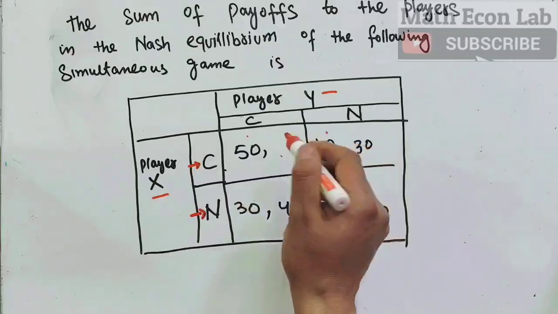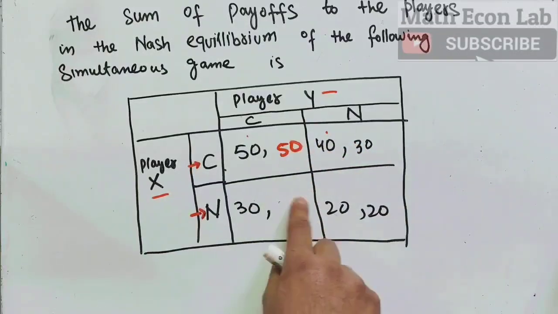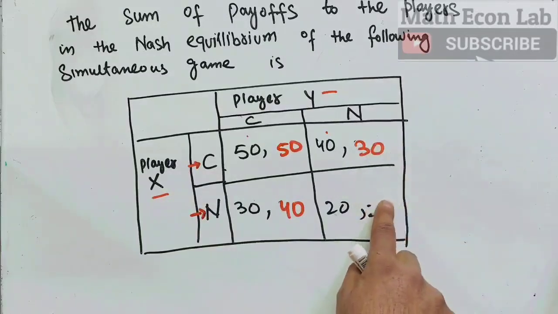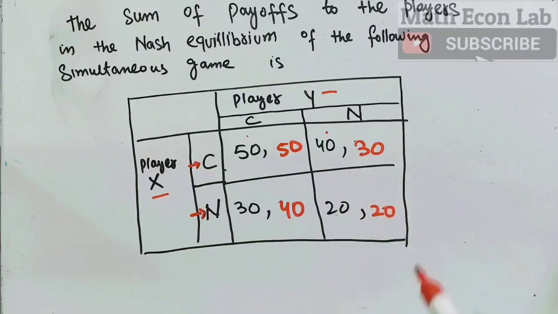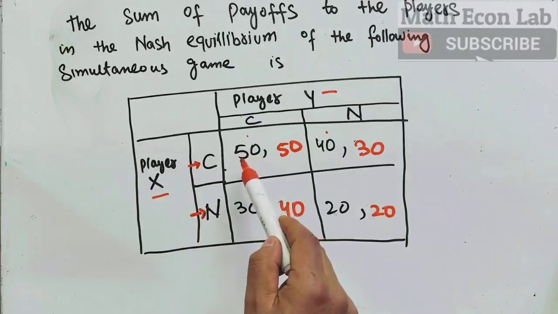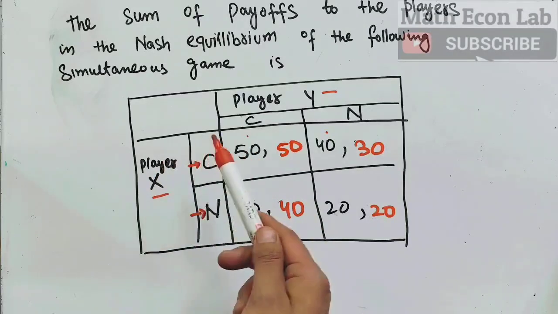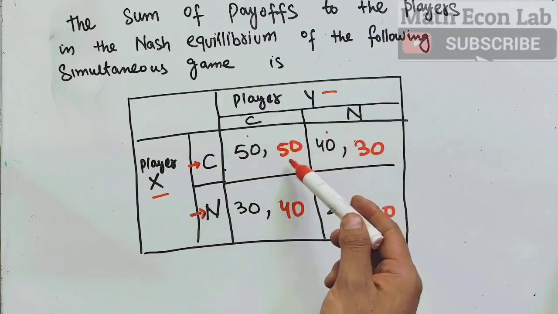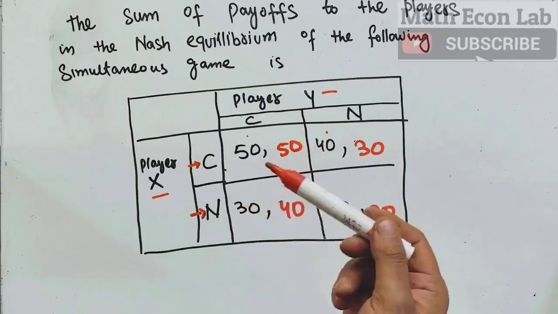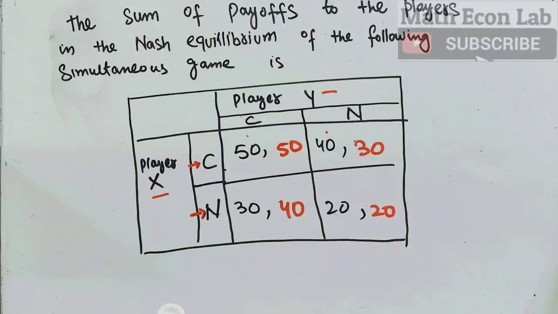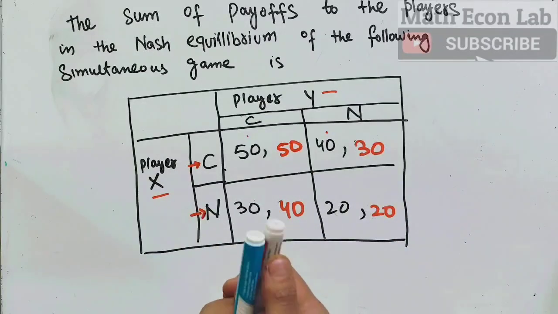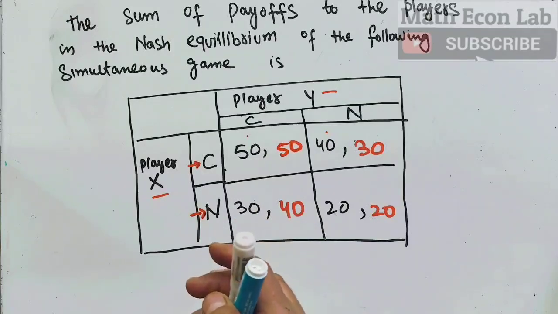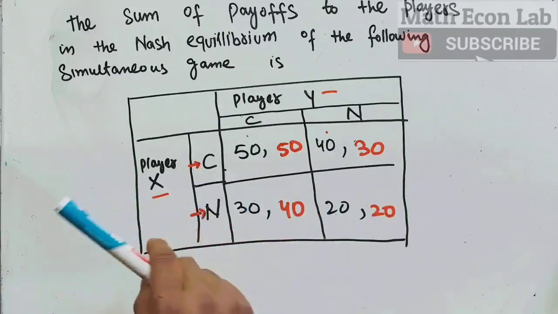Or let me write it here with another color. So we have here 40, here we have 30, here we have 20. The black number denotes the payoff for player X when she or he chooses a specific strategy, and similarly the red ones are the payoffs for player Y when she or he chooses a specific strategy. We need to find out the Nash equilibrium in this case, and we need to add the payoffs of the players. So let's first find out the Nash equilibrium.